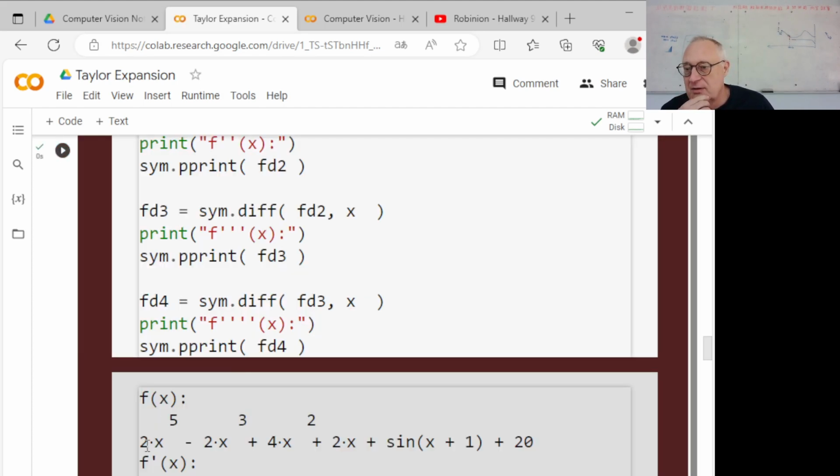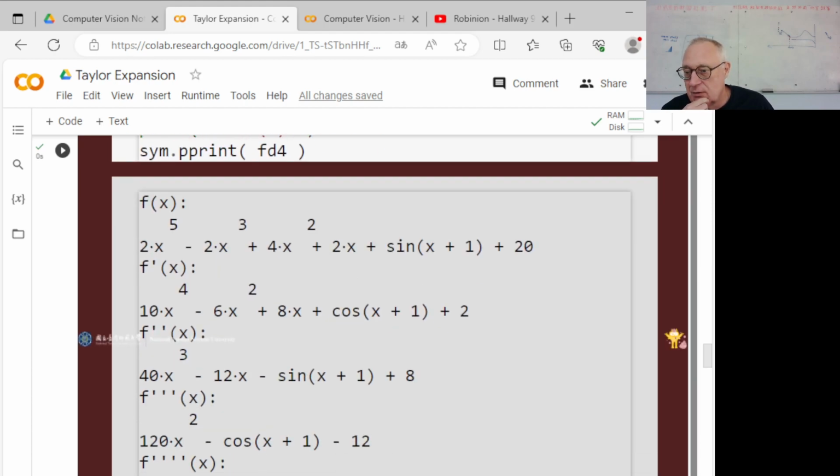So f of x is 2x to the power of 5 minus 2x cubed plus 4x squared. Then 2x to the power of 5, the derivative of that would be 2 times 5, 10 multiplied by x to the power of 4, minus 6x squared plus 8x plus cosine x plus 1 plus 2, and so on and so forth.